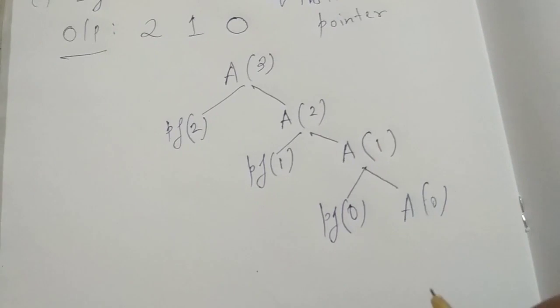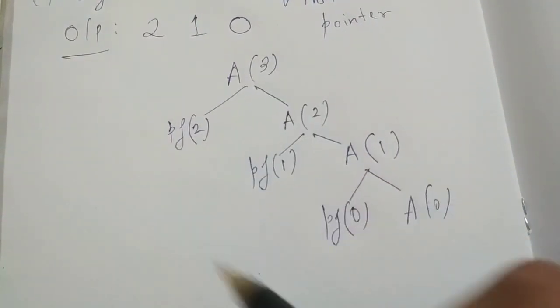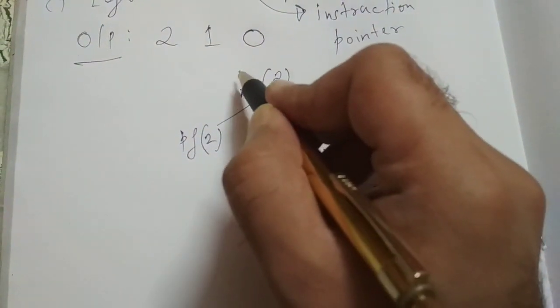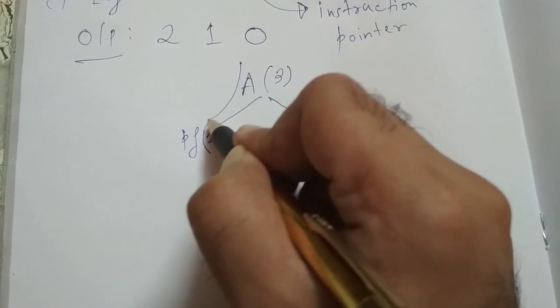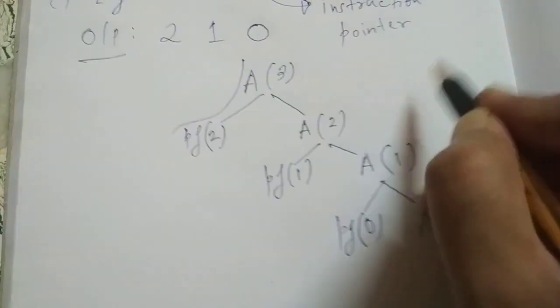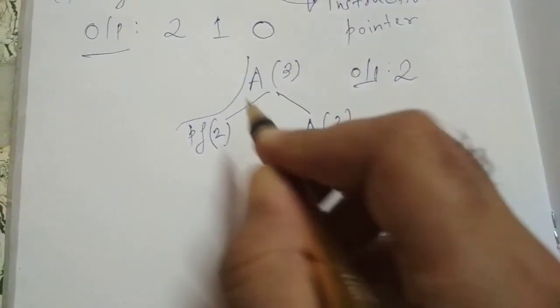Now, to find the output, what would you do? You would trace out this tree top down, left to right. So I start from the root. Now I have found a printf statement, printf 2. So I'll be printing out 2.